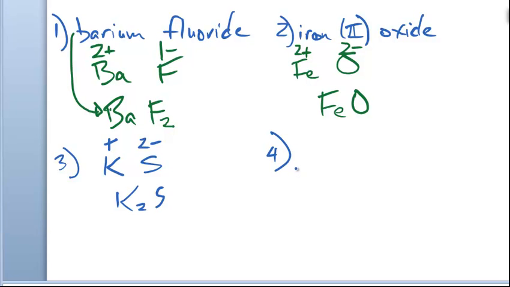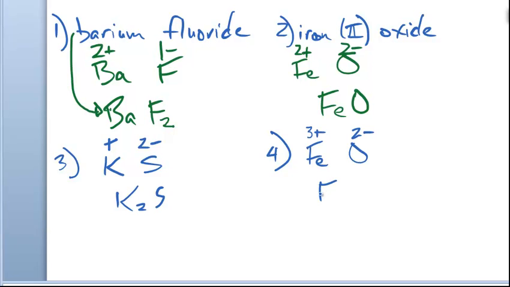Okay, number 4, iron 3 oxide. Okay, so iron, the Roman numeral 3 tells you that there is a 3+ charge on iron. Again, oxygen, you can pretty much count on oxygen to have a 2- charge. Now, full disclosure, there are a few compounds where the oxygen is going to have, say, a single minus charge, but most of the compounds we're going to run into, it is 2-.